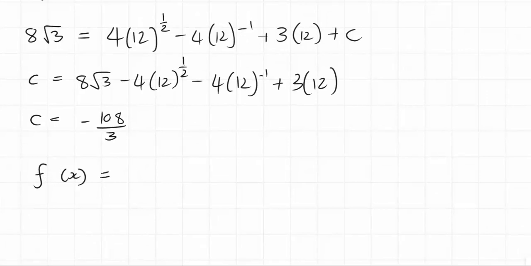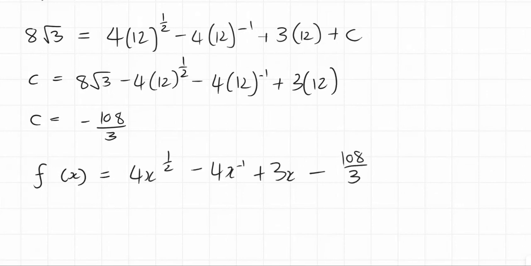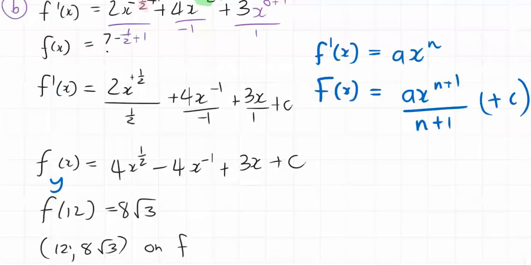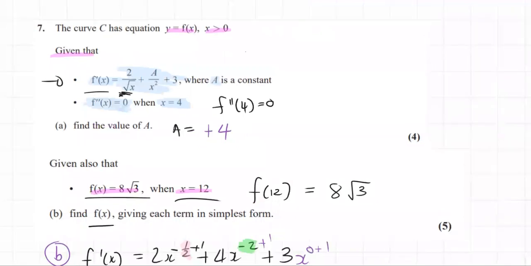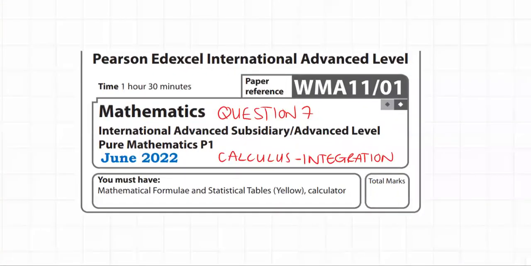Okay, f of x, there we go. F of x is 4x to the power of a half minus 4x to the minus 1 plus 3x. And our C value was 108/3. And that concludes this question. Just check it. Yes, that's perfect. So we concluded question 7, number A and number B. And that's the end of question 7 of this paper, this June 2022 P1. Good.